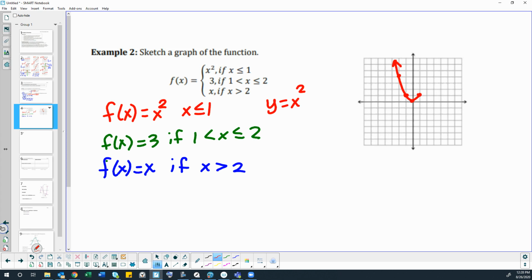Okay, now let's go to this one. f of x equals 3, so y equals 3, so that's just a constant flat line. But that's only going to be between 1 and 2. What do you notice about 1? It's not included. Yeah, it's just less. And so therefore, at 3, we have an open circle here. You can see my open circle. And then to there, it's just between 1 and 2. What do we have at 2?